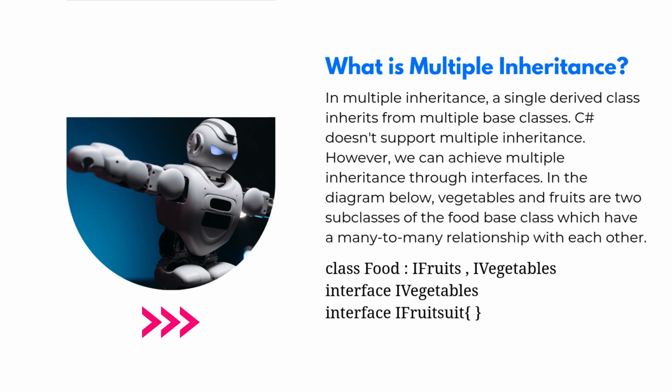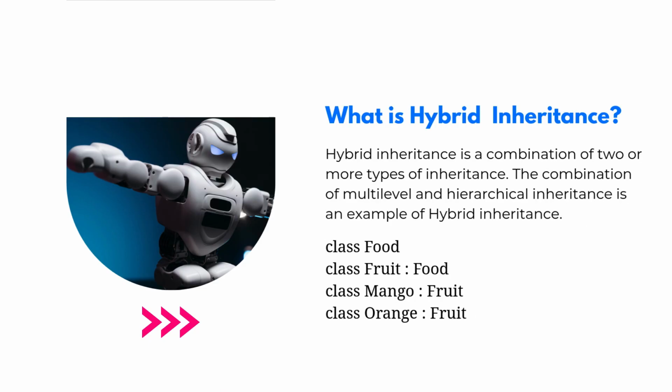What is multiple inheritance? In multiple inheritance, a single derived class inherits from multiple base classes. C# doesn't support multiple inheritance. However, we can achieve multiple inheritance through interfaces. In the diagram below, Vegetables and Fruits are 2 subclasses of the Food base class which have a many-to-many relationship with each other.